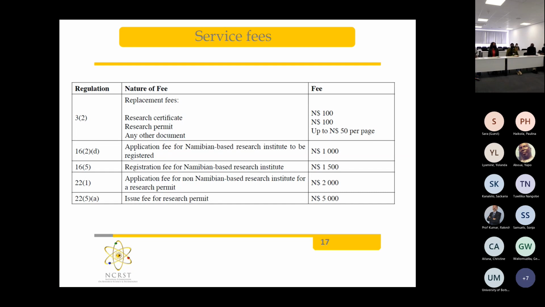Yes. So at the end of a year, period of a year. And this period of a year kicks in as soon as you receive the permit or research authorization. So if you were to receive it today, it means next year, end of June, will then be the period for which you are expected to report. If you don't, then the NCRST would communicate to you, maybe via email, to remind you that your report is due.